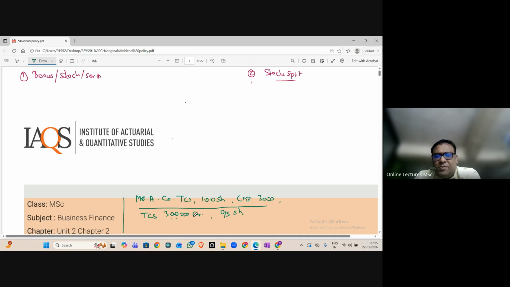How many shares must there be? 100 lakh crore? To divide this, I'll get 3,000, right? It's 3 lakh crore, so no, it's not 100 lakh. Correct?